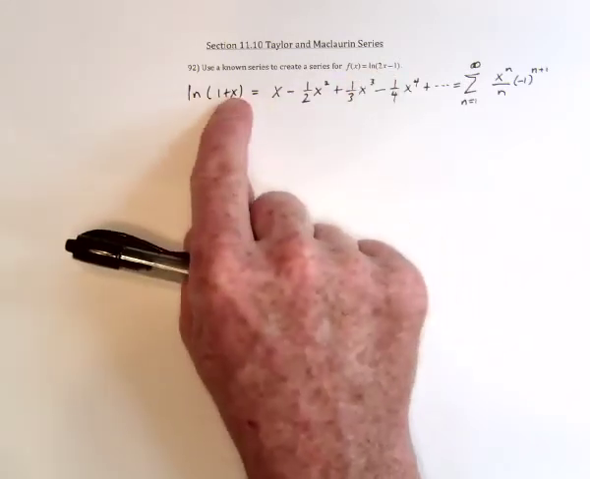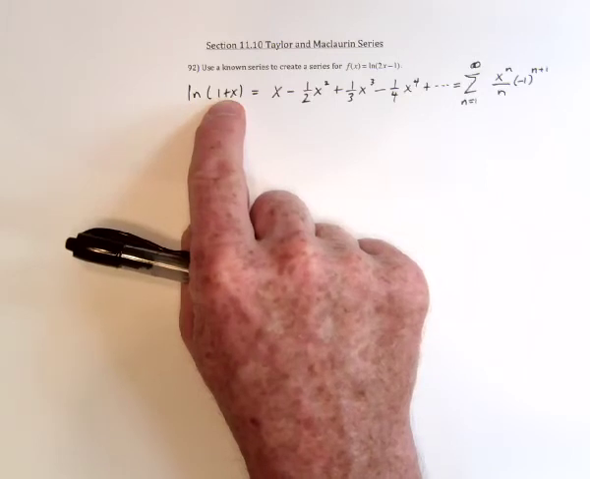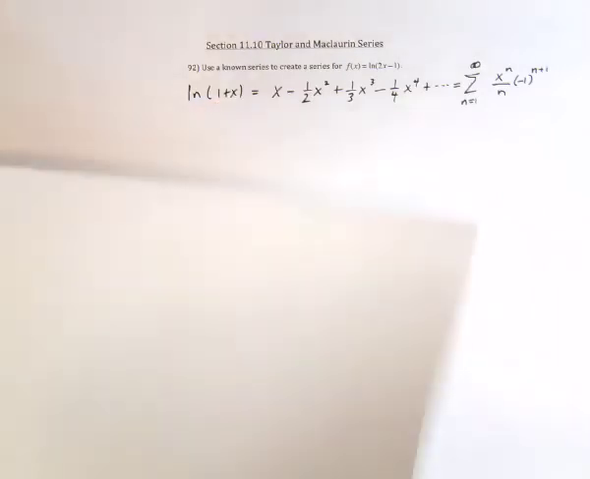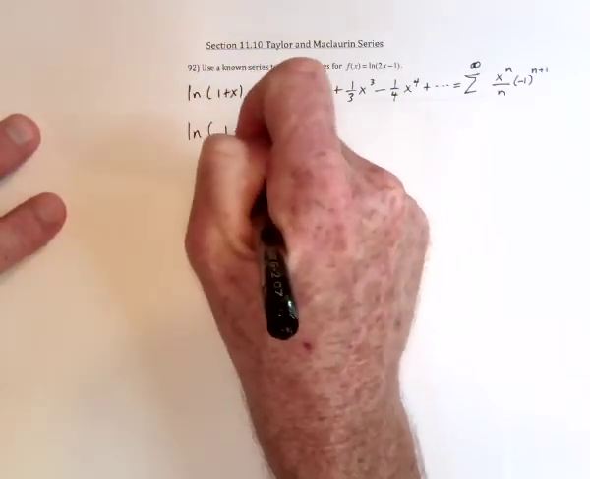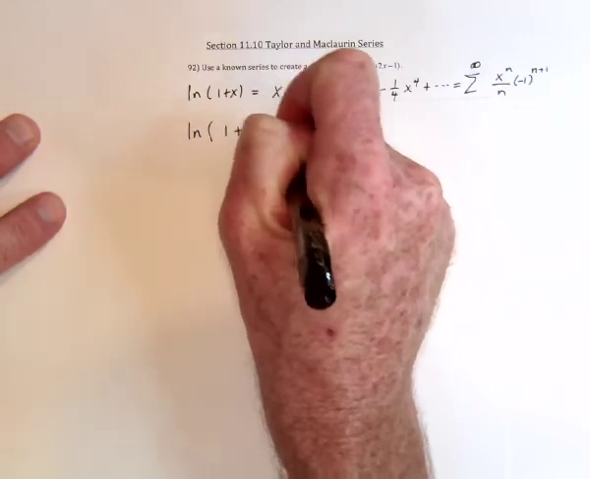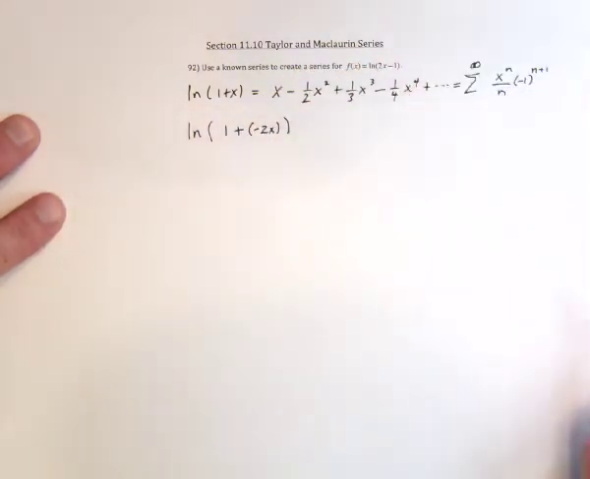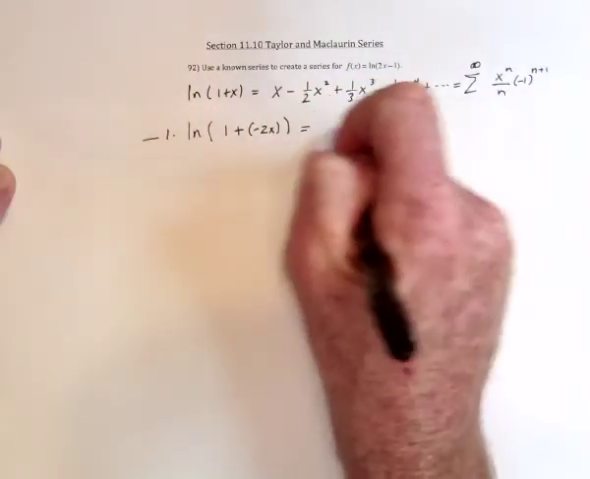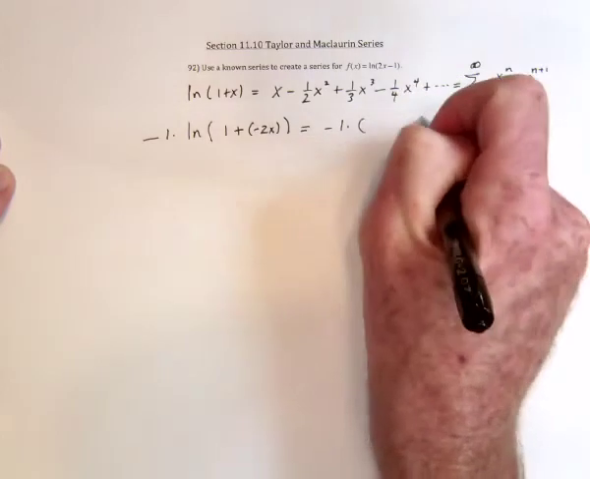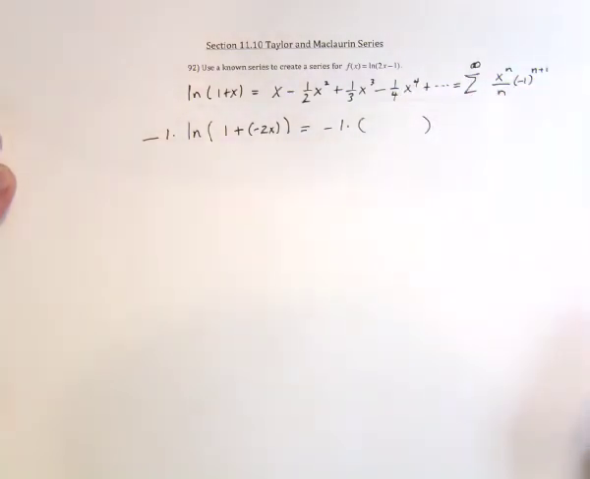Well, if we substituted a negative 2x in here, we would have the natural log of 1 plus a negative 2x, and then that's close, but it's supposed to be a positive 2x and it's supposed to be a negative 1. Can you just multiply both sides by a negative 1? Well, sure you can, but does that solve the problem?